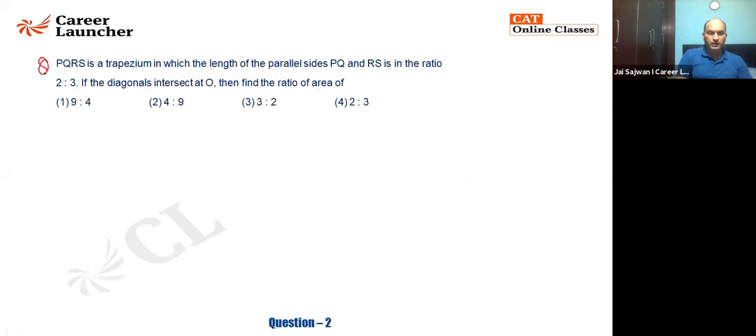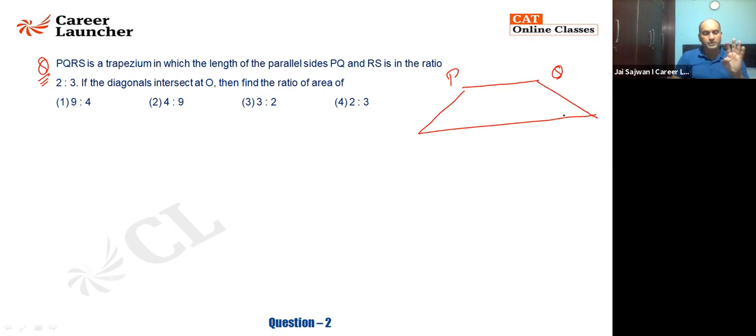Let's talk about this question first. PQRS is a trapezium. What is a trapezium? A trapezium is a quadrilateral. A quadrilateral is that figure which is having four sides. Four sides should be there. So PQRS is a quadrilateral.